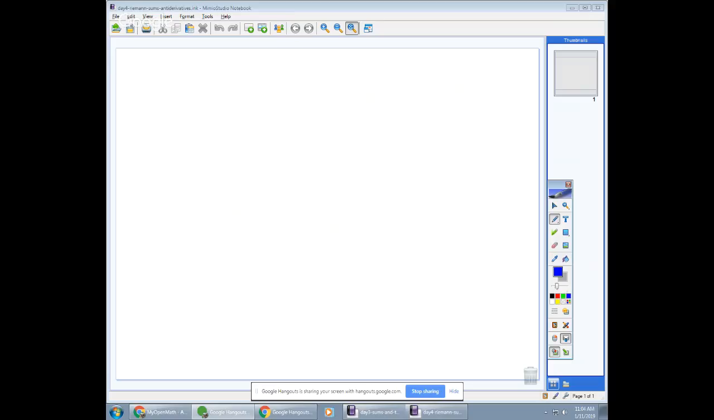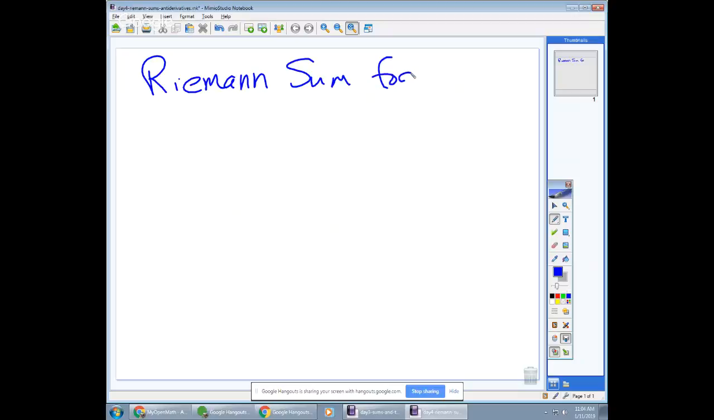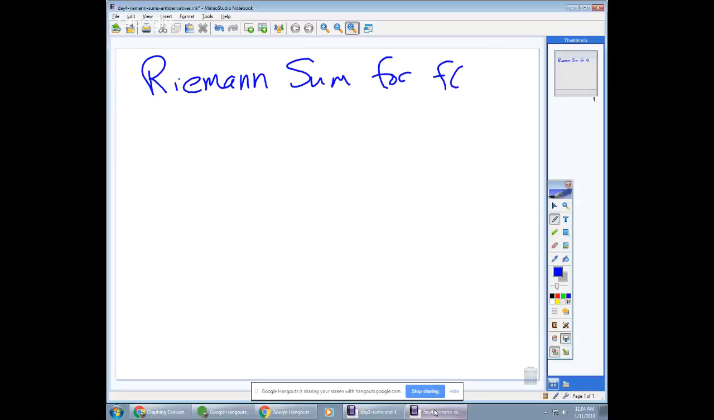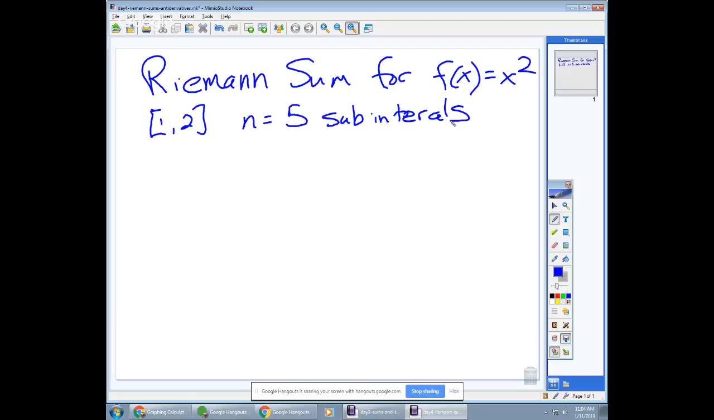All right. So we're going to create a Riemann sum for f of x equals x squared. We're going to use the interval from 1 to 2 and n equals 5 subintervals. And first, we'll do right intervals, or right sum.